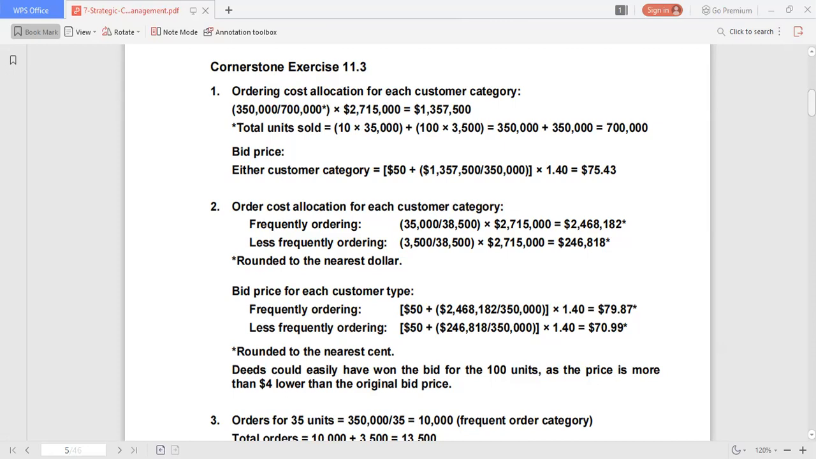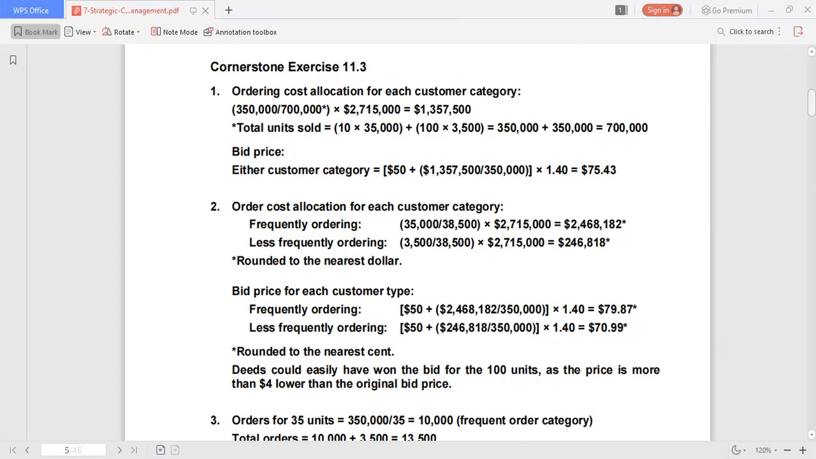However, for the less frequently ordering, you have 70.99, rounded to the nearest cent. Deeds could easily have won the bid for the 100 units as the price is more than $4 lower than the original bid price.